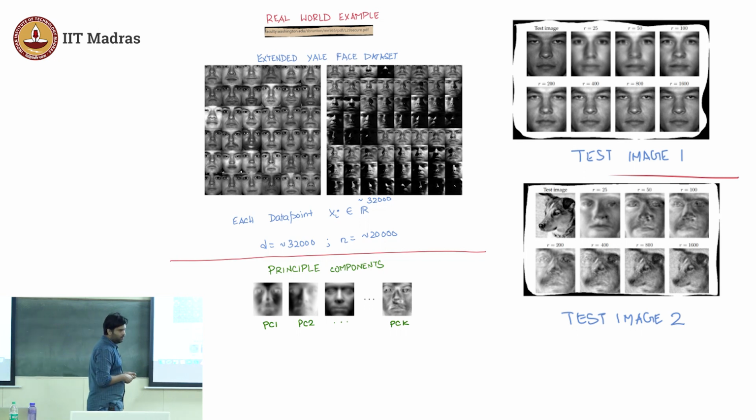Now, for example, let's say instead of a human face, I started with a dog's face. So now this is an image. I am doing the same thing: projecting it onto the principal components and then trying to reconstruct. This is the original image. Now, what happens as I go along? What can you infer from this picture?